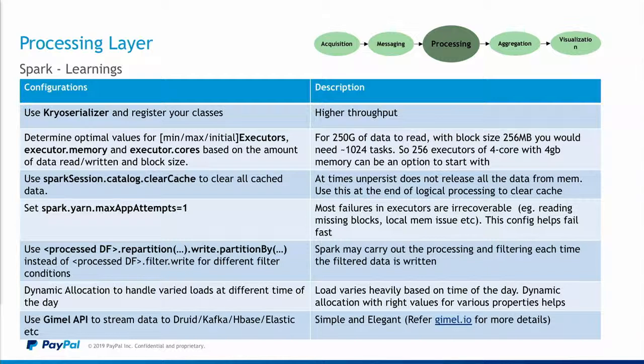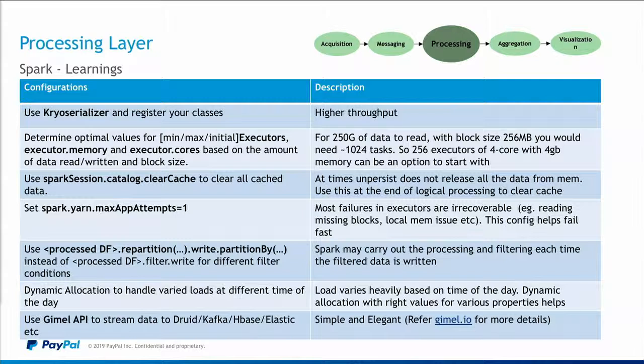We have to determine an optimal value for min, max, and the initial executors, the executor memory, and the executor cores. How do we start on optimizing this? In our use case, we had 250 gigs of data to be read with a block size of 256 MB in our cluster. To do this, it needs 1024 tasks. How do we split it?